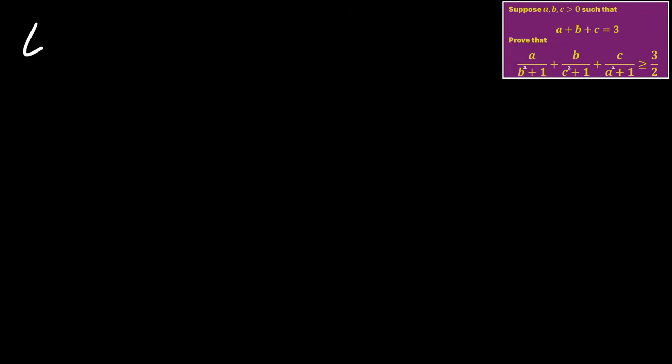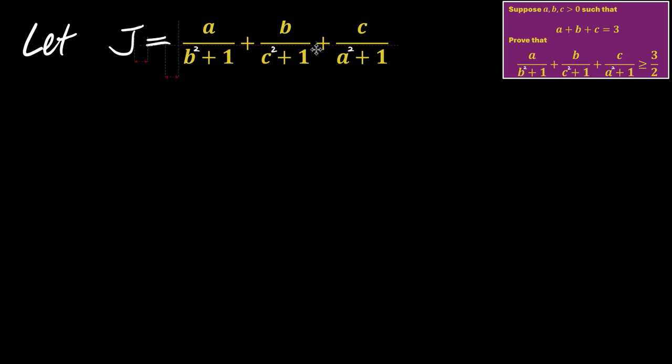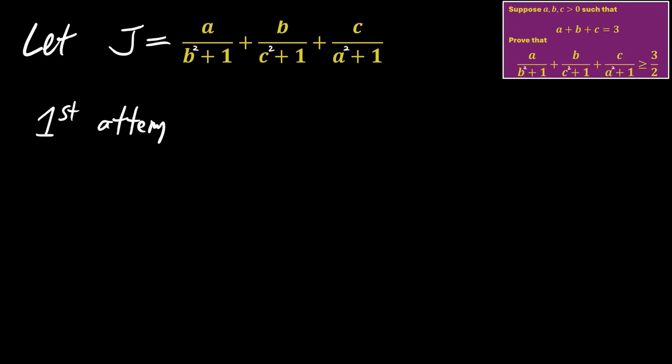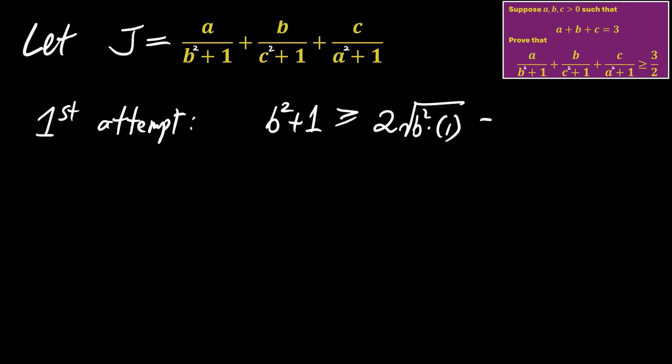So as usual, we let J be the expression on the left hand side. First attempt, we see that for the denominator, we have b squared plus 1. And we know that b squared plus 1 is greater than or equal to 2 square root of b squared and 1, which equals 2 modulus b, which is exactly 2b because b is positive.